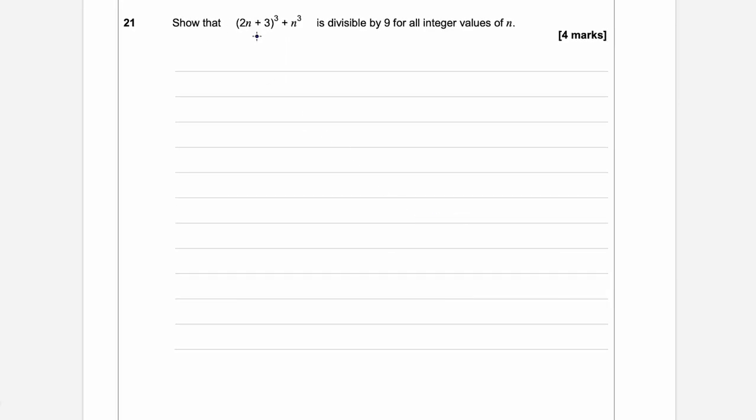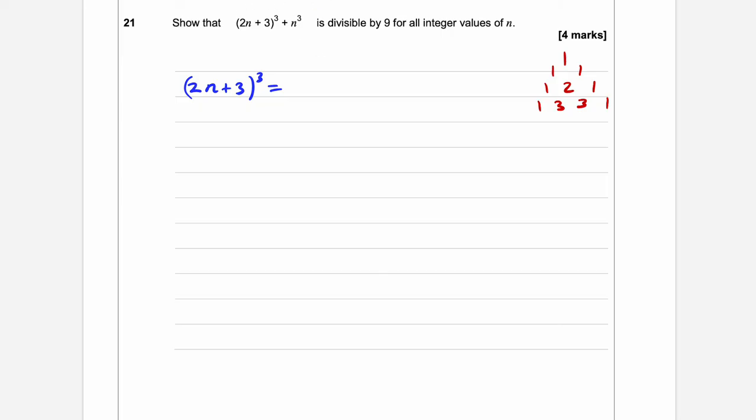Show that this plus this is divisible by 9 for all integer values of n. Okay, so we need to expand 2n plus 3 using the binomial expansion. So 2n plus 3, sorry, cubed. 2n plus 3 cubed is Pascal's triangle, everybody. Let's just do it here. It's 1, 1, 1, 1, 2, 1, 1, 3, 3, 1.